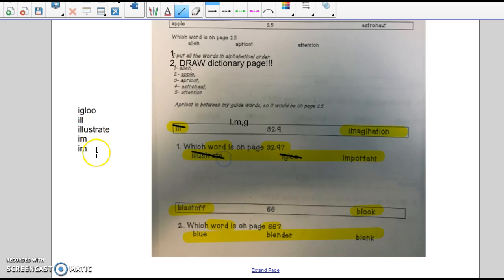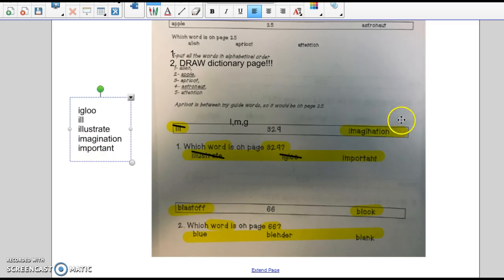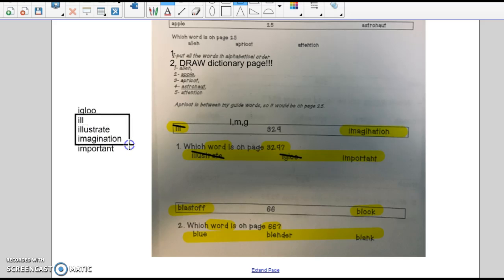And now we need to look at our I-M words. So we have imagination and important. I-M-A and I-M-P. Well, I-M-A is going to go first. So that goes first. And then important. All right, so we have finished step 1. We've put them in alphabetical order. Now we need to do step 2, draw our dictionary page. Ill is the first word on our page because it's our first guide word. Imagination is the last word, which means the word on the page is illustrate. You need to circle that.